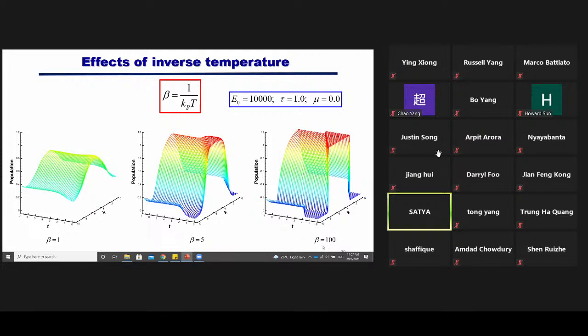But when beta is very high, it means the temperature is very low, we can find some discontinuity in the solution, and then the solution goes to the damped Bloch region. And you can see here, after that, it becomes steady state. Generally, when the solution has some discontinuity, most numerical methods fail. In this situation, we can say that this numerical method is very accurate and very good.